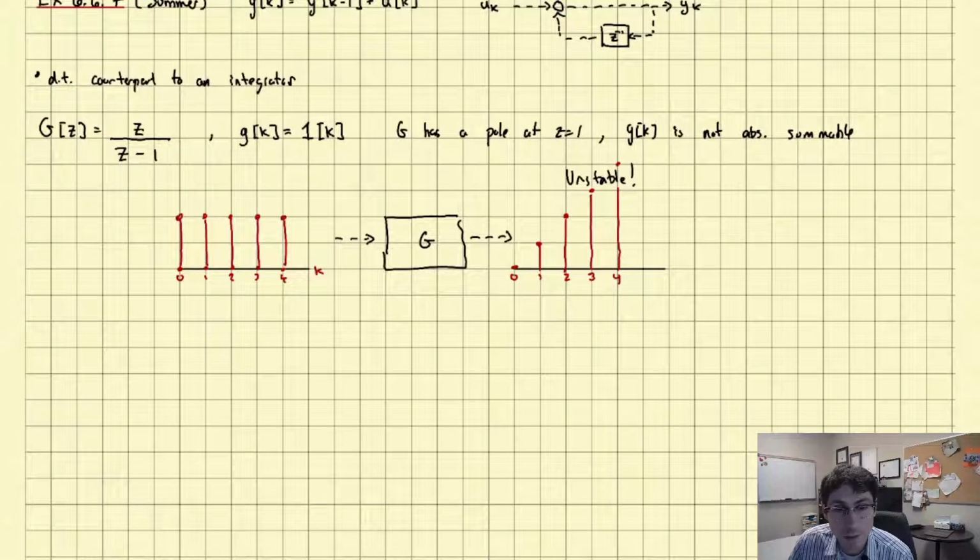Okay, so 3 ways to check that it's unstable. Checking the poles, bad pole, unstable. Checking the impulse response, can't be summed absolutely, unstable. Third, we found a bounded input, the step, which produces an unbounded output, the ramp. By any of these methods, the summer is unstable, not BIBO stable.